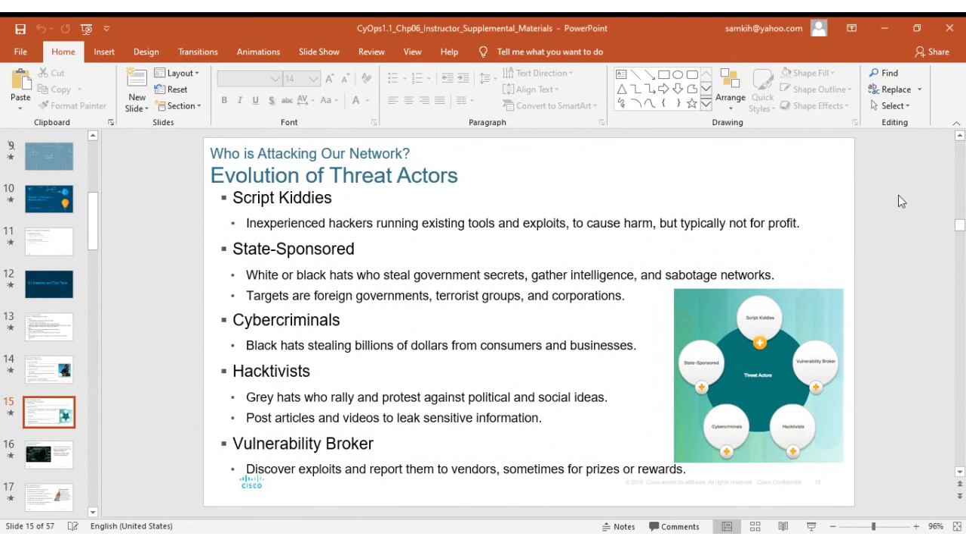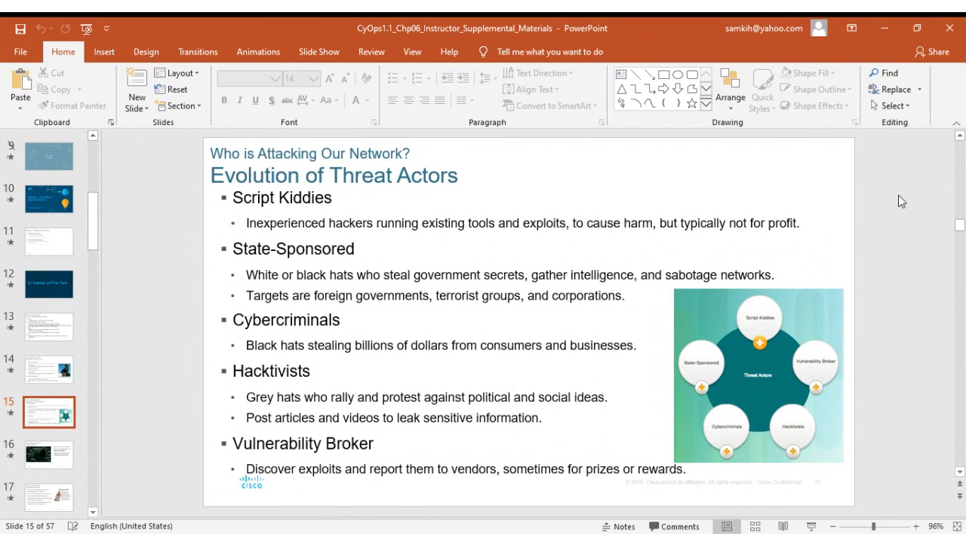So we have the evolution of threat actors, and one is the script kiddie. Script kiddies are guys who do not have experience, and they are just trying to hack a network. They are inexperienced hackers running existing tools and exploits to cause harm, typically not for profit. As I've said, they do not have much experience in hacking. So we normally call them script kiddies. It can be anybody. It's not a kid.